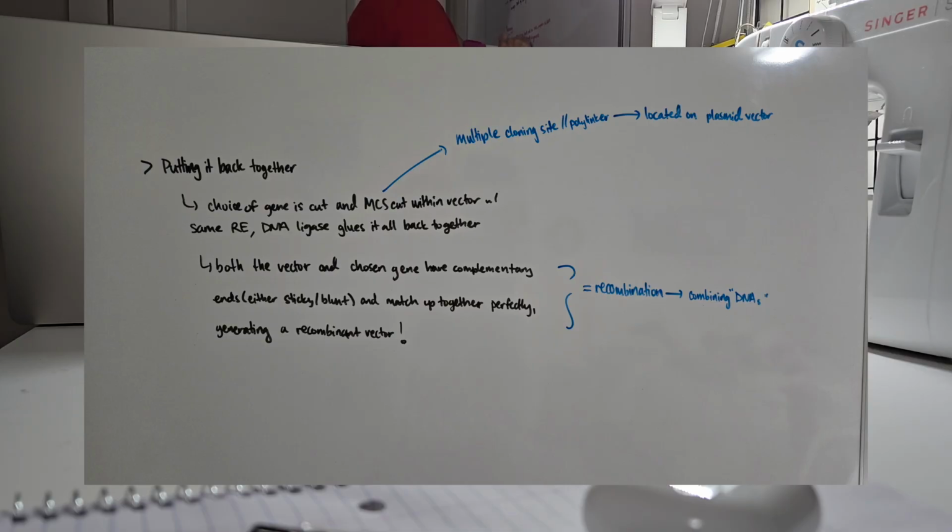So both the vector and the chosen gene have complementary ends, either sticky or blunt, and they have to match up together perfectly to create a recombinant vector. And so, like I said, recombination is just combining. And that's pretty much it for that DNA ligase section.